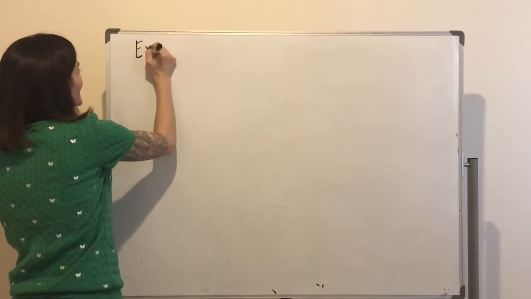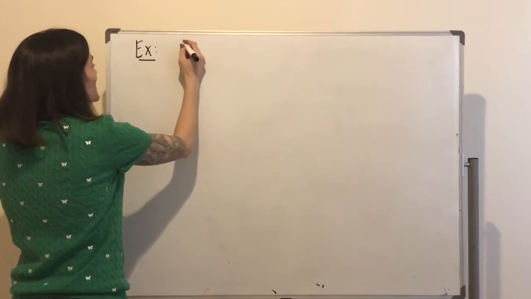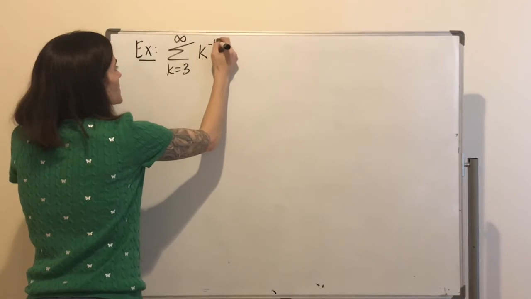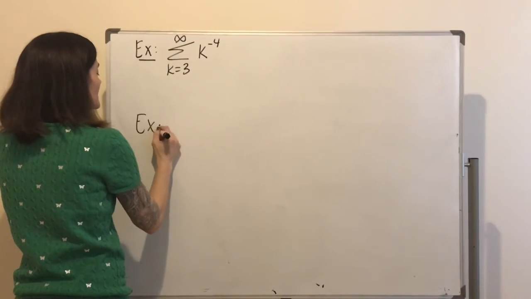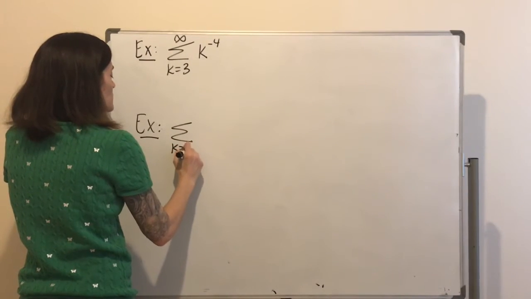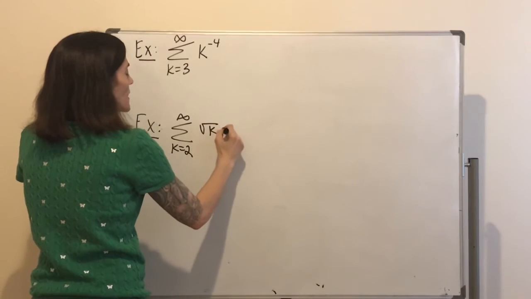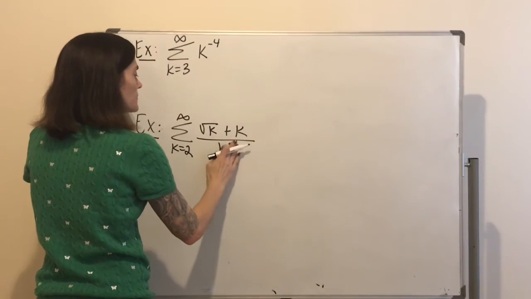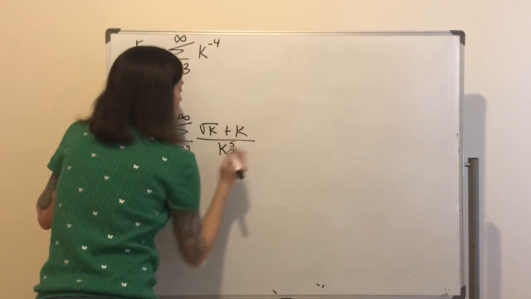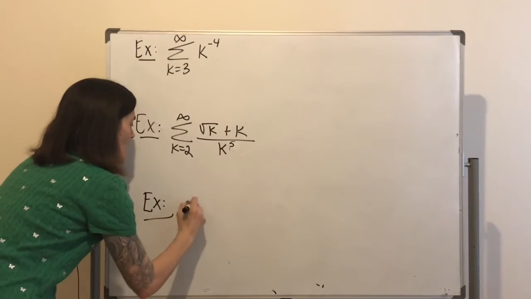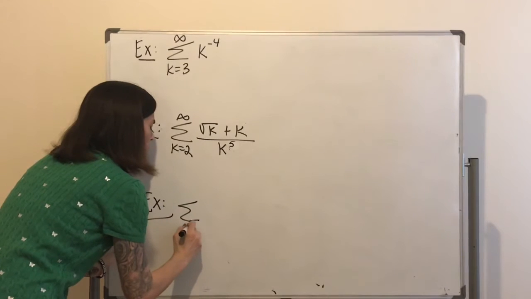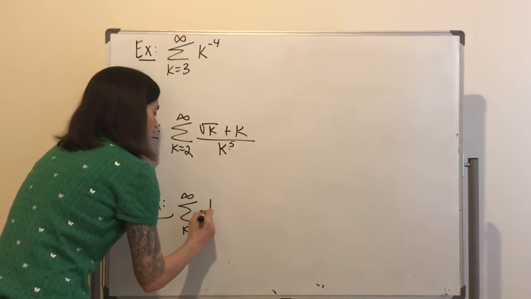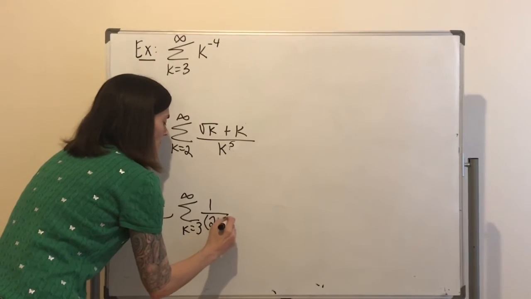Let's do a few examples. Let's see, sum K equals 3 to infinity of K to the minus 4. We will do a sum, K equals 2 to infinity, let's say the square root of K plus K over K to the 5th. And then we'll do one more. Now, none of these am I going to integrate, okay? I might do one more that I integrate at the end. We will see. And then let's do, I'll even start at something different, 3. Let's do 1 over 2K cubed.